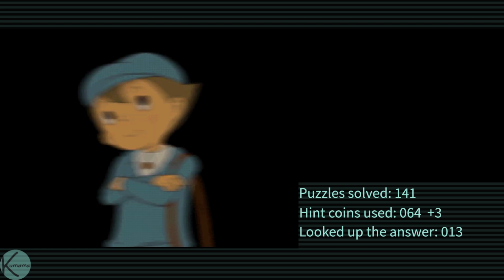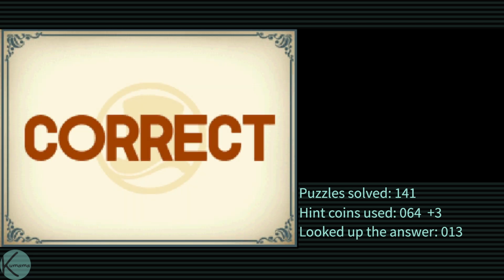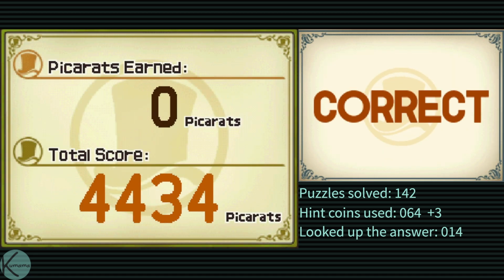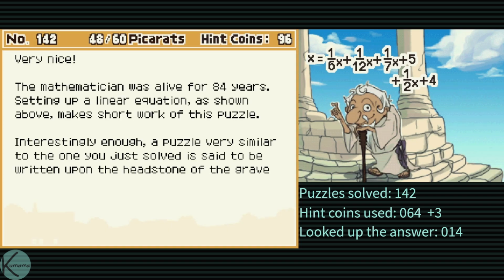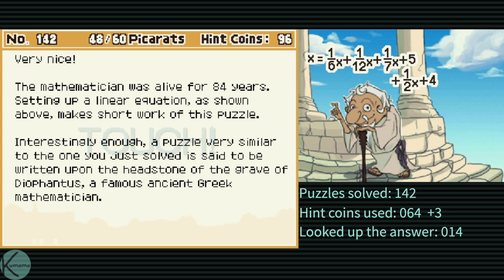Just leave it to me. Layton's apprentice strikes again. Okay. Yeah, I had to look it up. Oh, gosh. No. Yeah, that wasn't happening. Very nice. The mathematician was alive for 84 years. Setting up a linear equation, as shown above, makes short work of this puzzle.